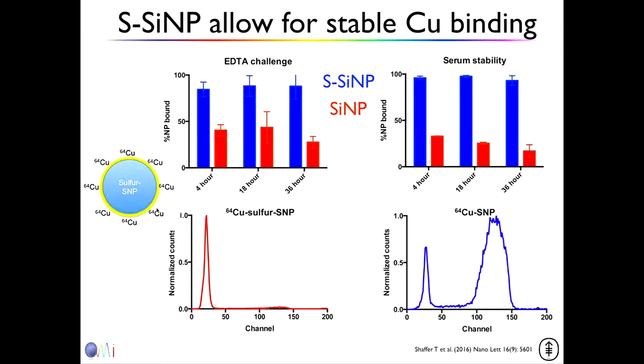What a very good grad student, Travis Schaffer, who is actually now in Sam Gambhir's lab doing his postdoc there, came up with is that we sulfonated the silica and got sulfonated silica nanoparticle, and the copper then binds nicely to the sulfur. And here you see an EDTA challenge of normal silica nanoparticles loaded with copper, and they lose over time the copper. And if you look at the sulfonated, they all keep the copper on them. And here the same for serum stability. If you look at the ITLC, here you see that it's all bound, and if it's the normal copper silica nanoparticle without the sulfur, you see the loss here.